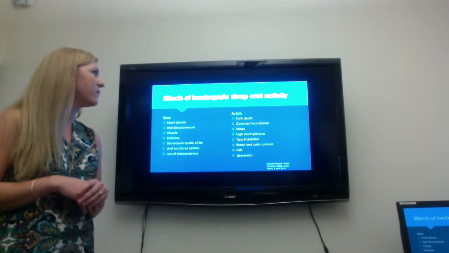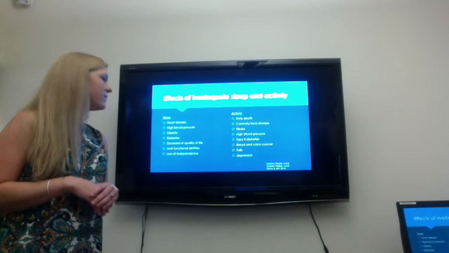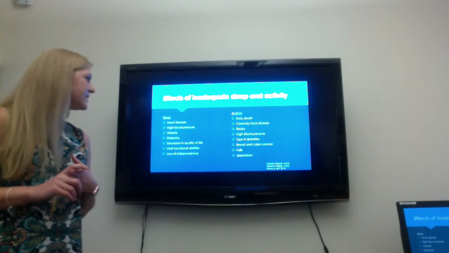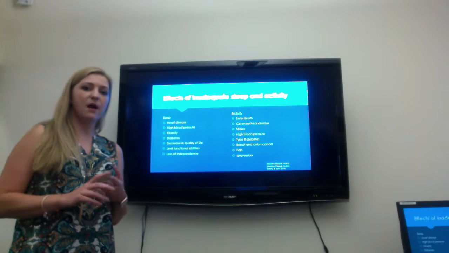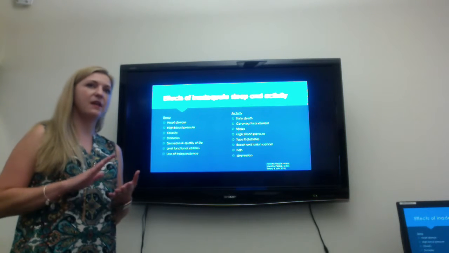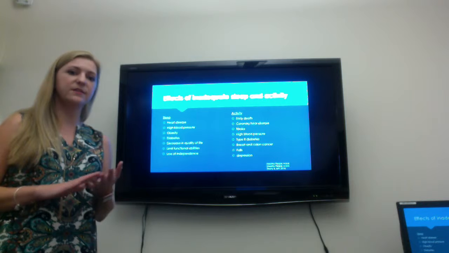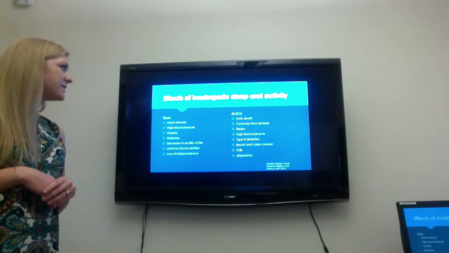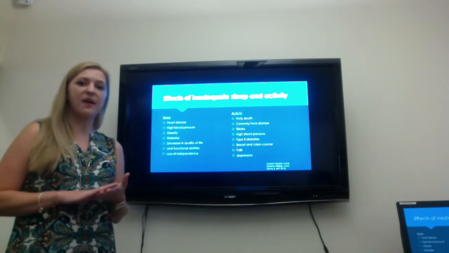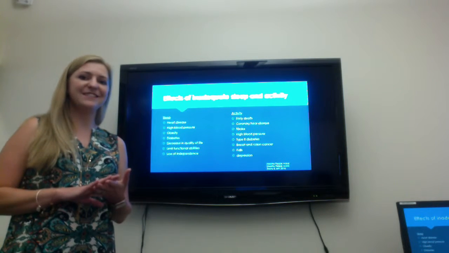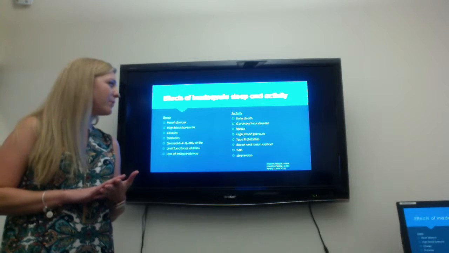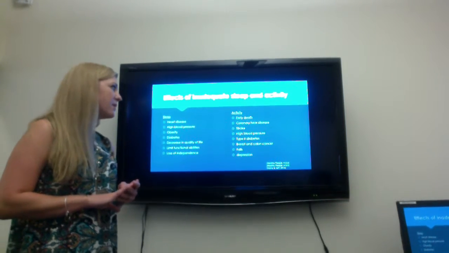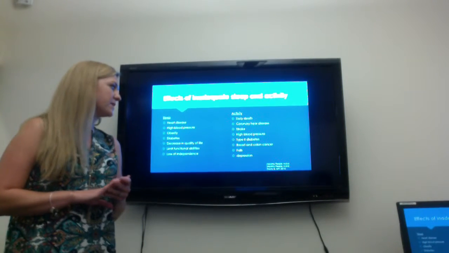The effects of inadequate sleep and activity. Not enough sleep can lead to things like heart disease, high blood pressure, obesity, diabetes, poor quality of life, and limit your functional abilities, as well as lead to a loss of independence. Poor activity can lead to early death, coronary heart disease, stroke, high blood pressure, type 2 diabetes, breast and colon cancer, falls, and depression.